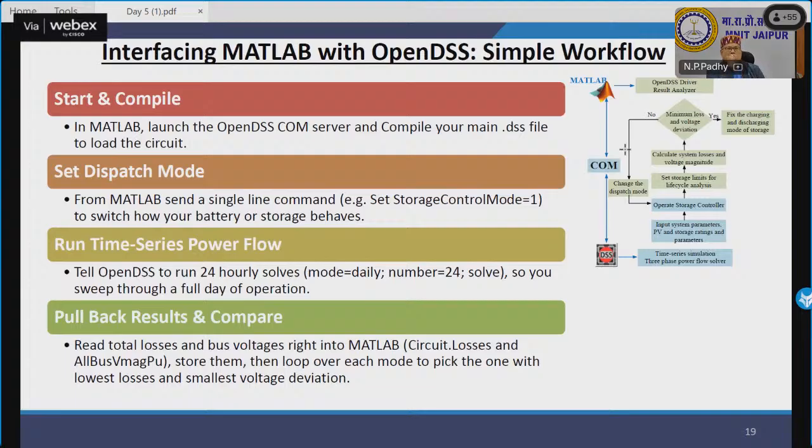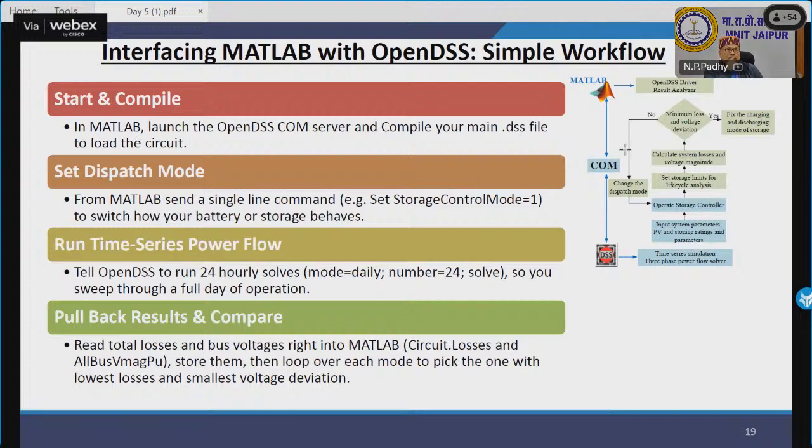Run the time-series power flow, where you tell OpenDSS to run a 24-hour solve: mode daily, number 24, solve. So you sweep through a full day of operation, because with a battery, unless you run for 24 hours, there is no fun. And then pull back results and compare.